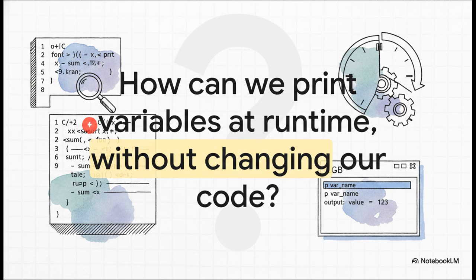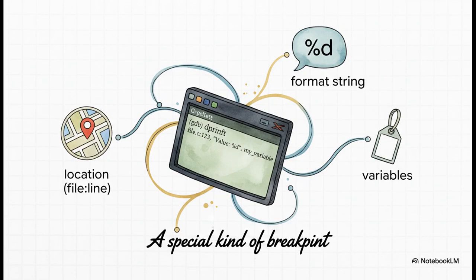So this is the million-dollar question, isn't it? How can we see what a variable's value is at a very specific line in our code without having to go through that whole tedious process of recompiling just to find out? And the answer is dprintf. It stands for dynamic printf.